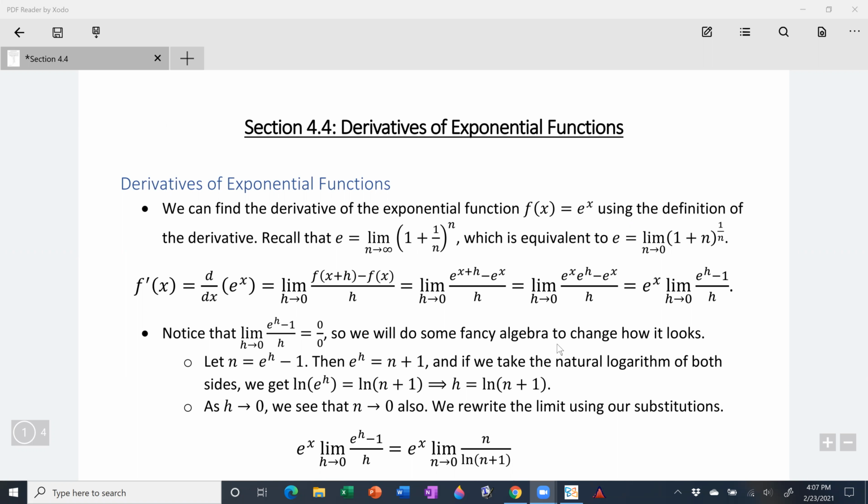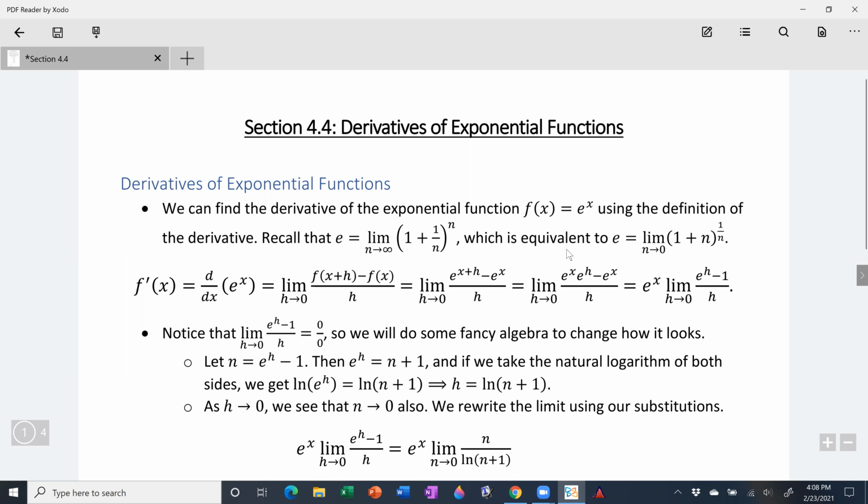Let's find the derivative of the exponential function f of x equals e to the x using the definition of the derivative. So as we're doing this, we're going to run into some weird problems and we're going to want to do some interesting algebraic manipulation. So recall that the definition of e is the limit as n goes to infinity of 1 plus 1 over n to the n. Okay, we explored that a little bit in the exponential and logarithm section.